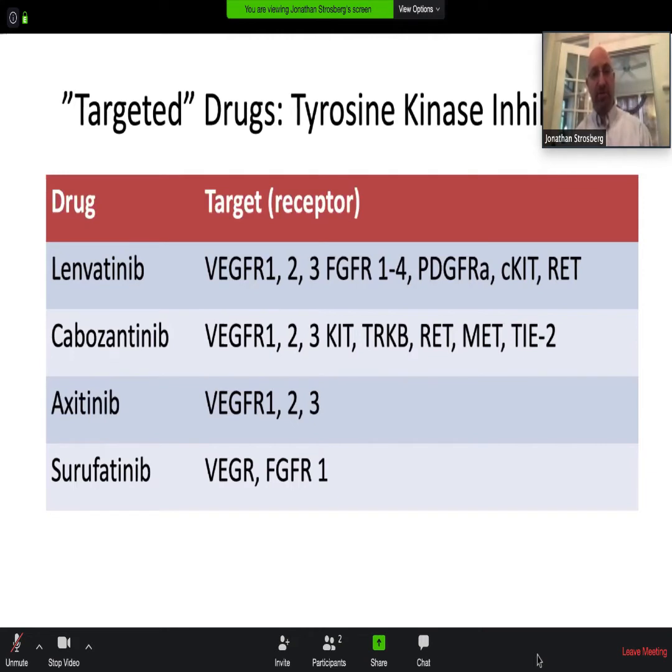And these particular drugs fall into a category called tyrosine kinase inhibitors. They target a particular part of a receptor. Some of these new drugs include Lenvatinib, Cabozantinib, Axitinib, and Surufatinib, and they all target the vascular endothelial growth factor receptor. The so-called VEGF receptor is involved in angiogenesis, development of new blood vessels to tumors. Tumors need growth of blood vessels to progress and grow. And so these all target that, and some of them target other receptors, either on blood vessel cells or on the cell surface.